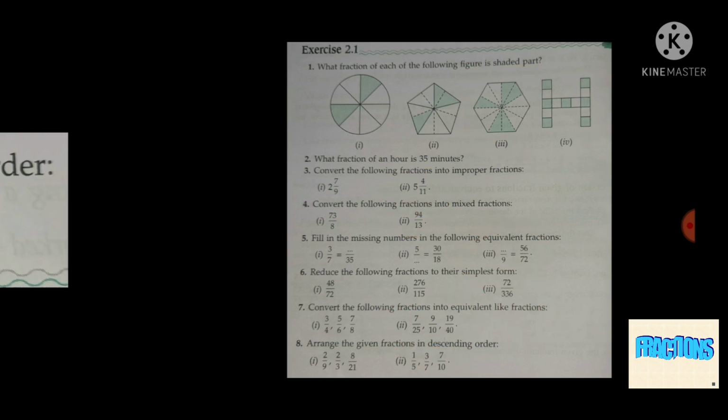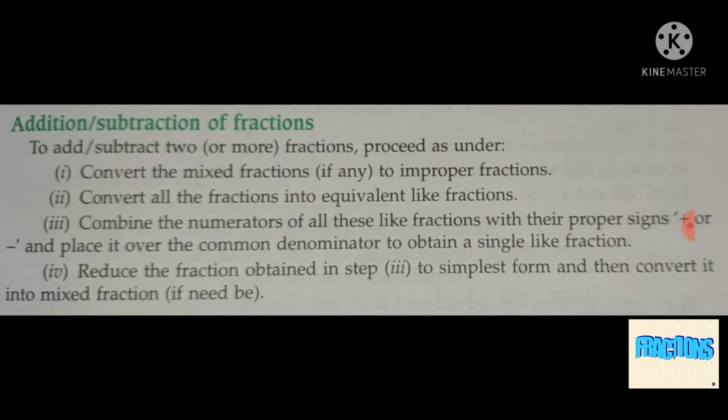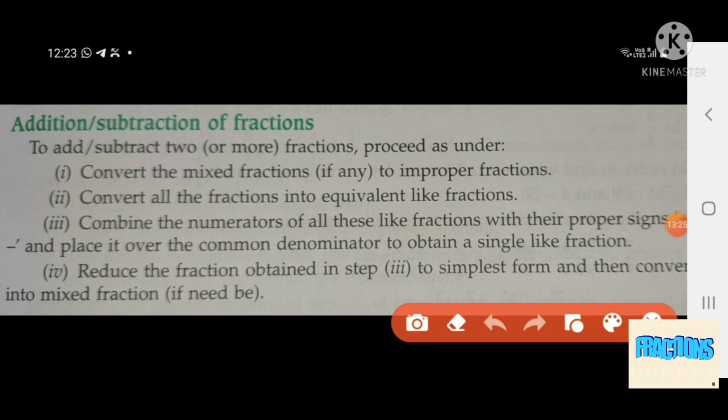Okay, now we are going to do addition and subtraction of fractions. So there are a few rules. Let's study the first one. Convert the mixed fraction, if any, to improper fraction. In this they want to tell that if there is any mixed fraction, you have to first convert it into improper fraction. If there is not any mixed fraction, then you do not have to convert. There is not any, so you do not have to convert.